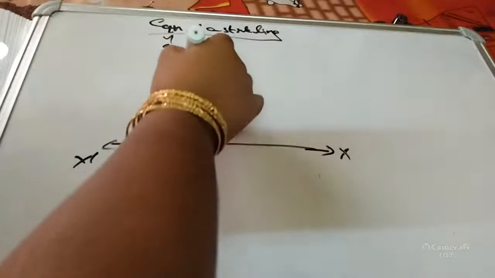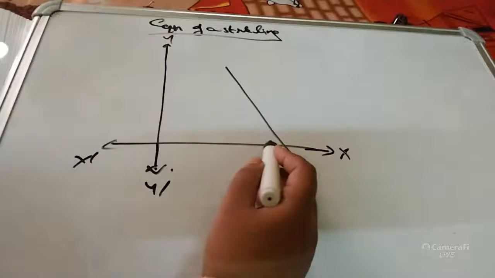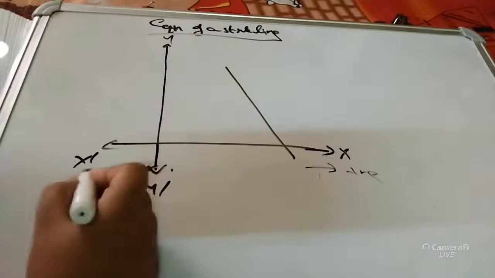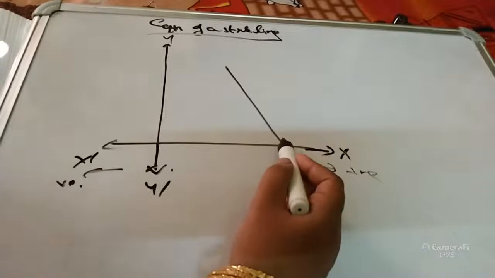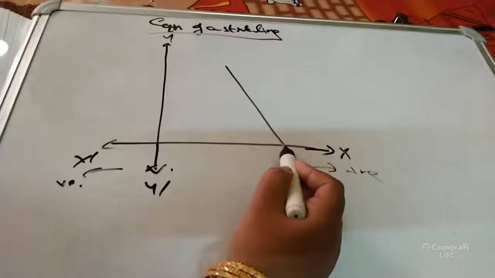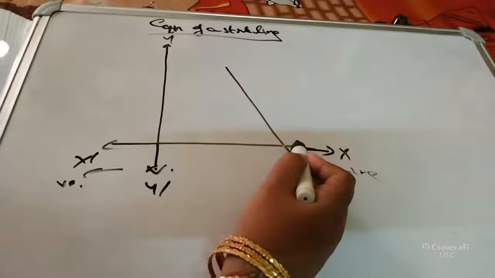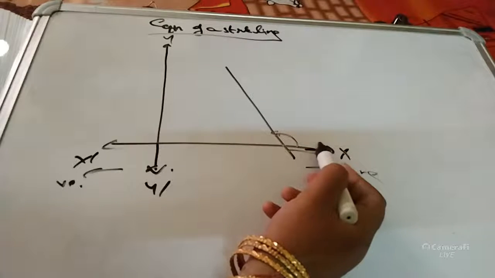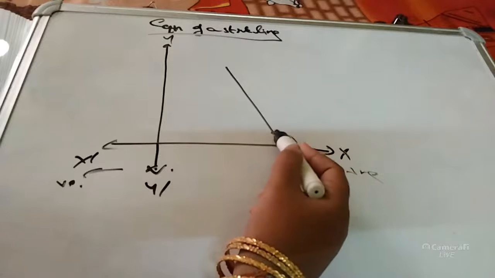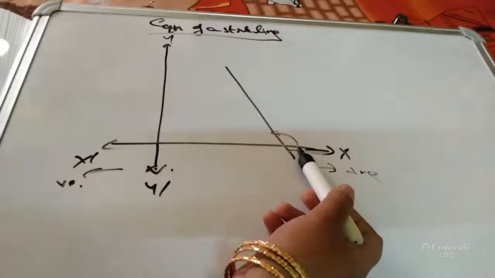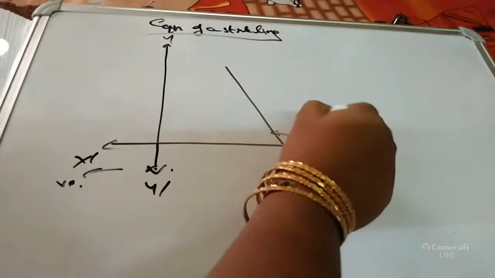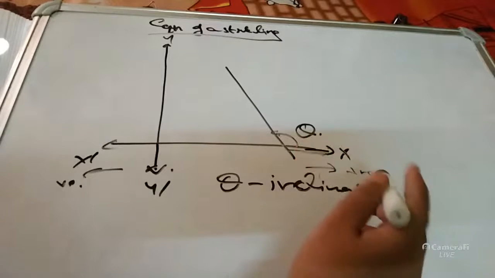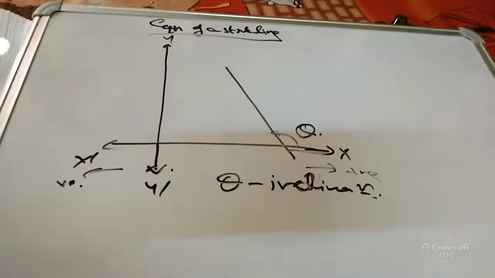Like, suppose this is a straight line, and whatever angle it is making with the positive direction of x-axis, this is the positive direction, this is the negative direction. Whatever angle this line is making with the right side of the x-axis, we have to take the x-axis as base and then measure the angle in anti-clockwise direction. That will be equal to theta, and that theta is known as inclination of the line or angle of inclination of the straight line.